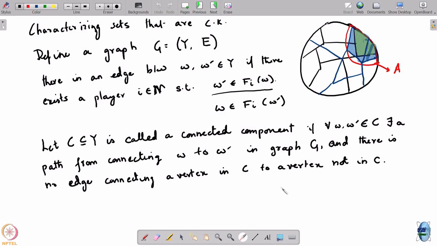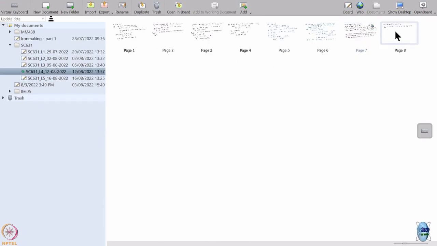And then we defined what is called a connected component. A connected component essentially is a subset of Omega such that there is a path between any two omega and omega dash in that subset, but not from a vertex in that subset to a vertex not in that subset. Okay, so there is no edge connecting a vertex in this subset to a vertex not in the subset. So, this is what was called a connected component. And what we ended with was this theorem.